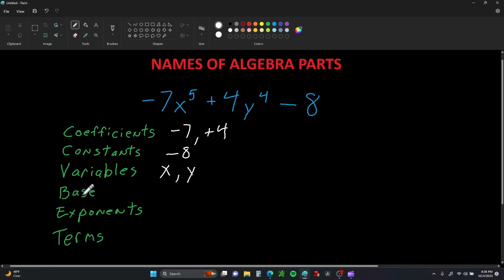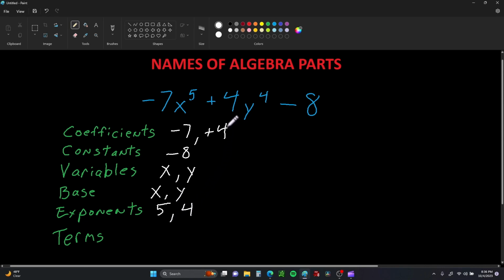The next that we have is a base. So the base over here is x, and the exponent that goes with it is a 5. The base over here is a y, and the exponent that goes with it is a 4.